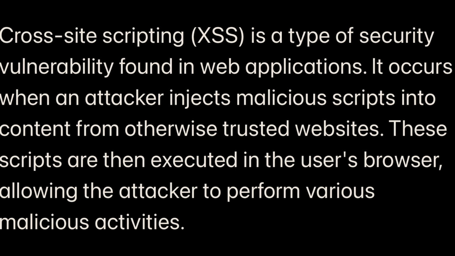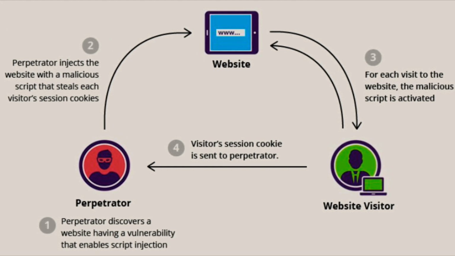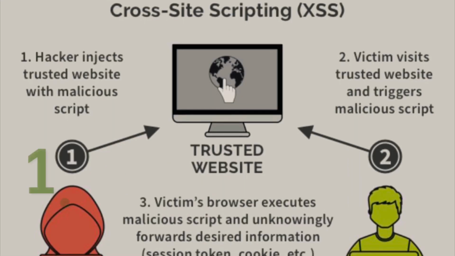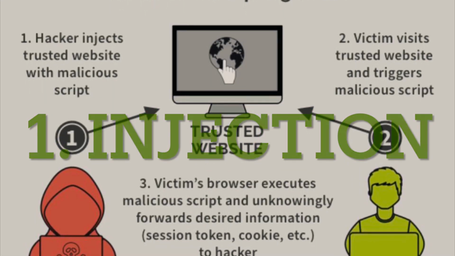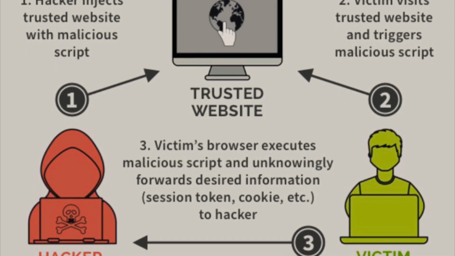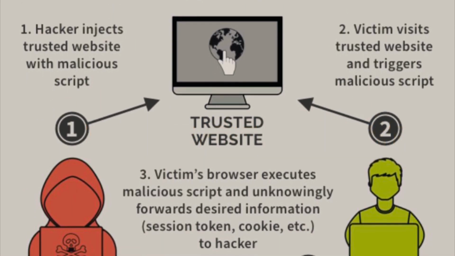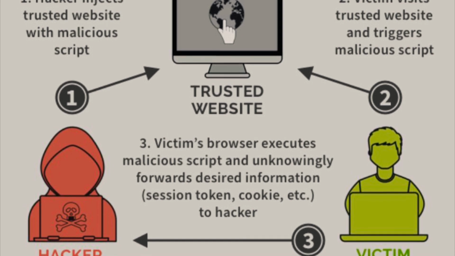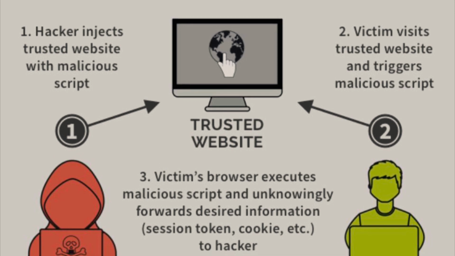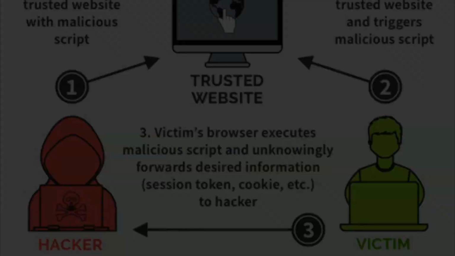It happens when a web application uses input from a user within the output it generates without validating or encoding it. How does XSS work? Injection: an attacker finds a way to inject malicious script into a web application. This can be through a search bar, comment section, or any input field that isn't properly secured. Execution: when another user visits the affected web page, the injected script executes in their browser. Damage: the script can perform various harmful actions such as stealing cookies, logging keystrokes, or redirecting the user to a malicious site.